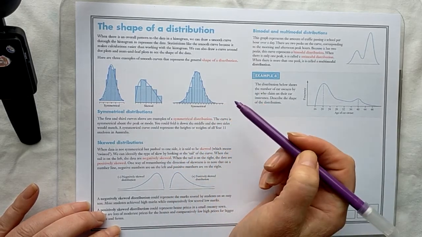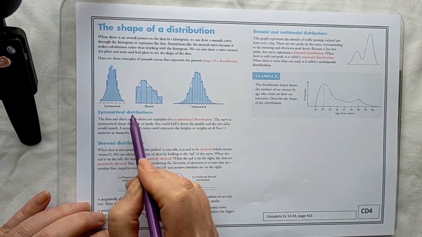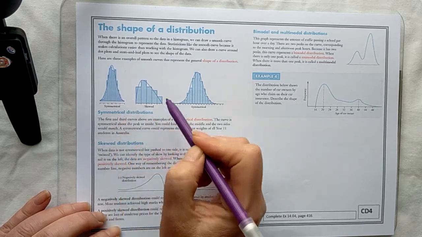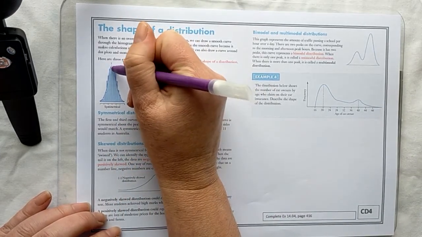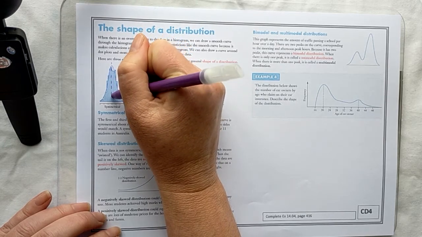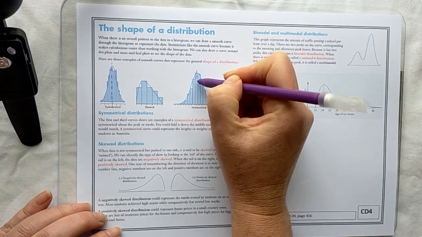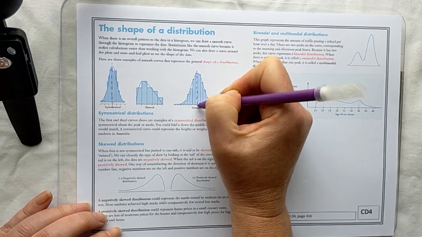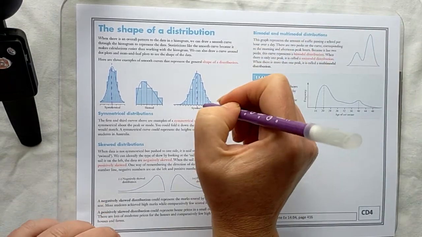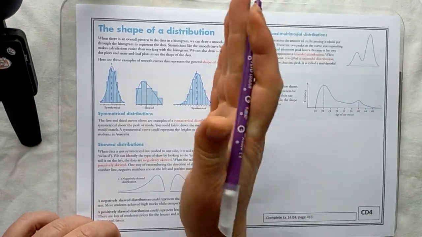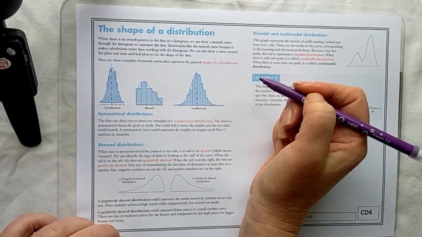So symmetrical distributions are ones like number 1 and number 2, and they've got symmetry about them, because if you were to put a line down the middle of them, each side is the same as the other side. A bit like when you were little and you used to do those butterfly drawings and you'd have a line down the middle and you do a pattern on one half and fold it over. That's what these symmetrical distributions are.